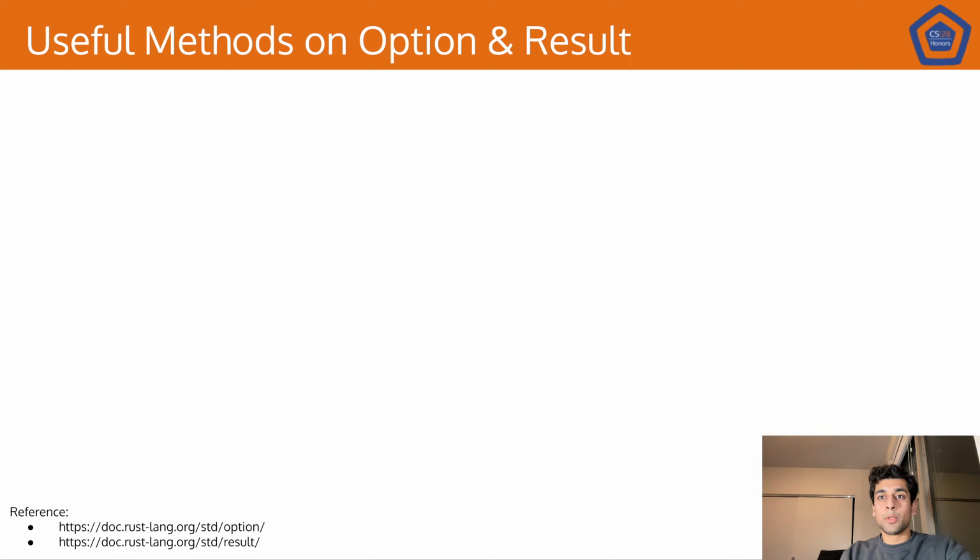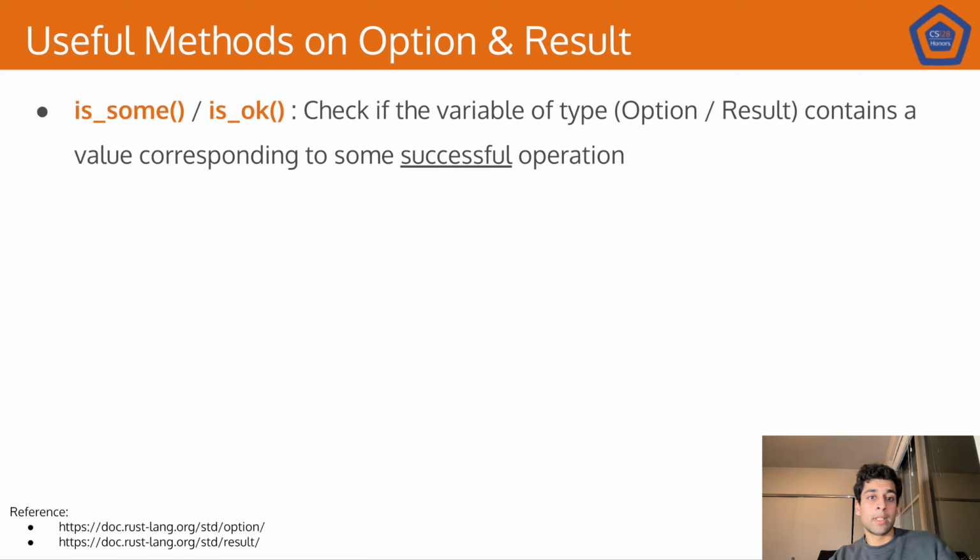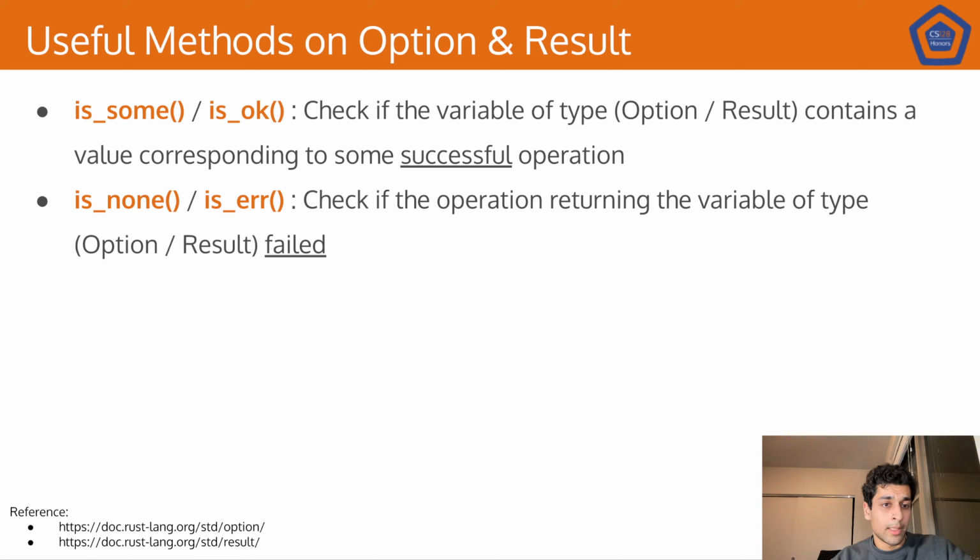Okay, so some useful methods on option and result. I'm going to briefly go over these. We are a little bit behind on time. So is some or is OK? You saw is some in the example with option. Is OK is the counterpart for result. Is none is error. Again, you saw is none. Is error is the counterpart for result. Accomplishes the same thing as is none.